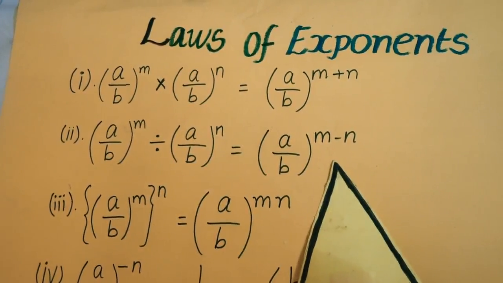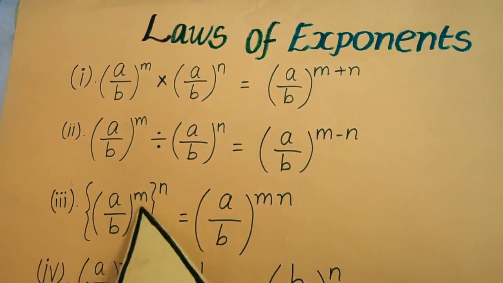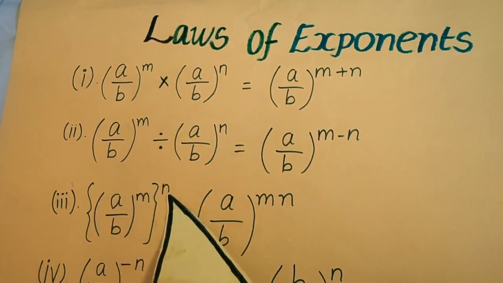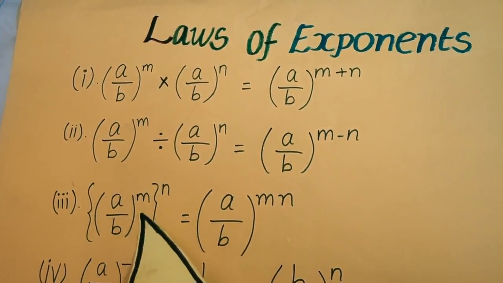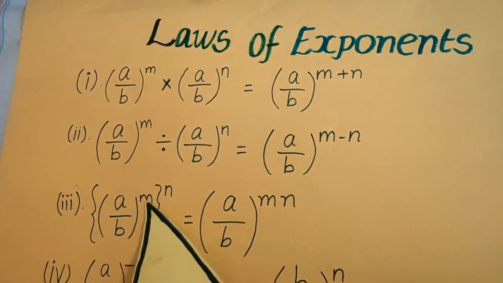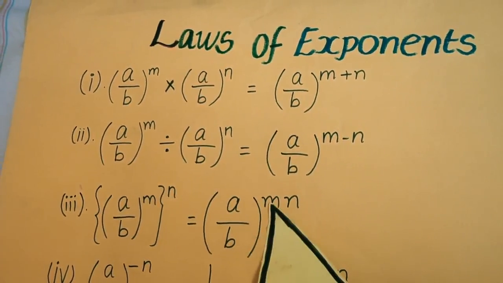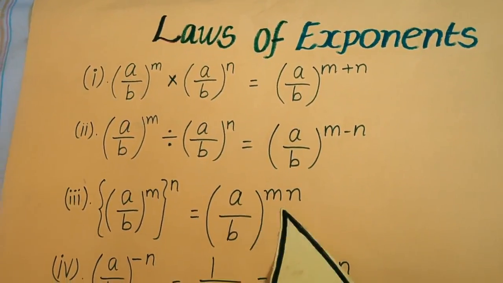Am I clear? And coming to the third law, (a/b)^m whole to the power of n is equal to... we know that both powers have to be multiplied, which is (a/b)^(m×n), (a/b)^(mn).